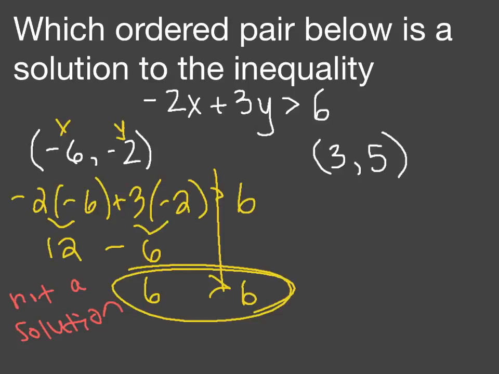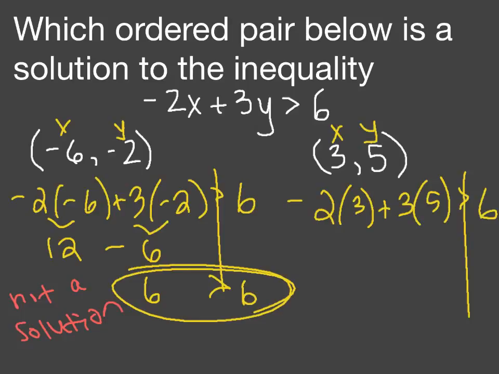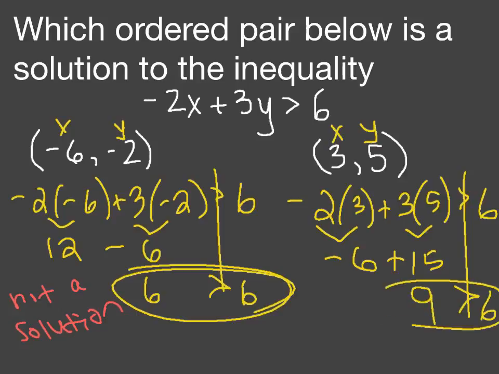And this last ordered pair, 3, 5. So 3 is my x, 5 is my y. And again, if I go through and replace what I need to replace, -2 times 3 is -6. 3 times 5 is 15. Negative 6 plus 15 is 9. So look at this final statement. Is 9 greater than 6? Well, yes, 9 is greater than 6. So this is a solution.